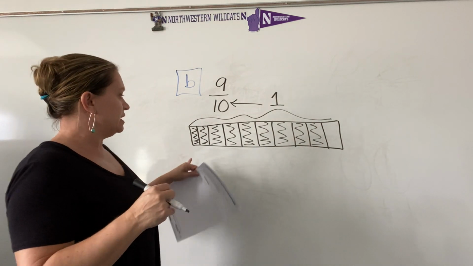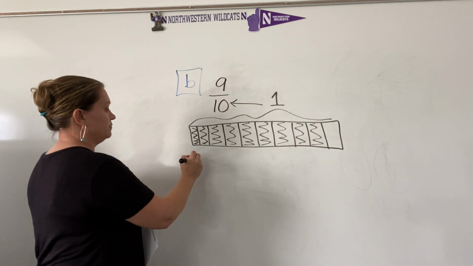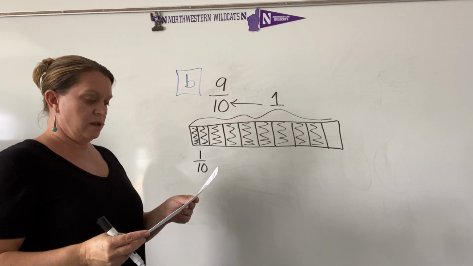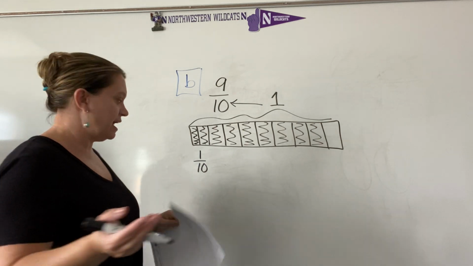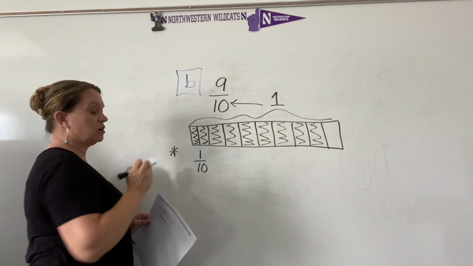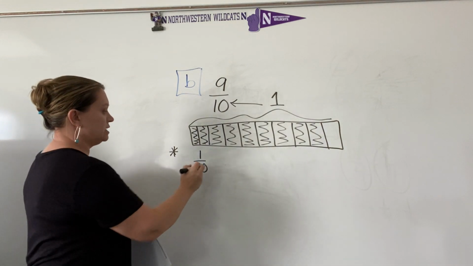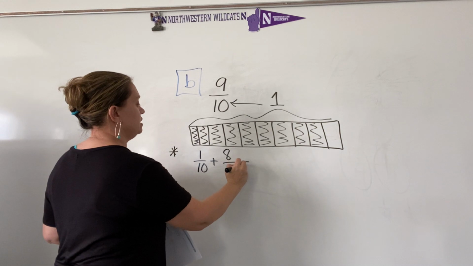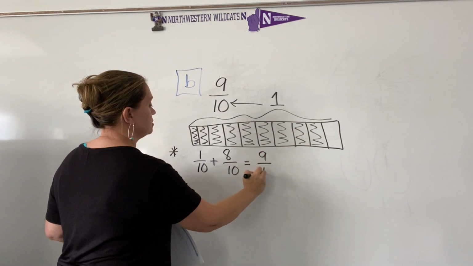So I'm going to look at this, and let's say I just have 1/10. And then what could I add together to get that? So this might be my first example. I'll just put a star or an asterisk by it. 1/10 plus 8/10 is going to give me 9/10.